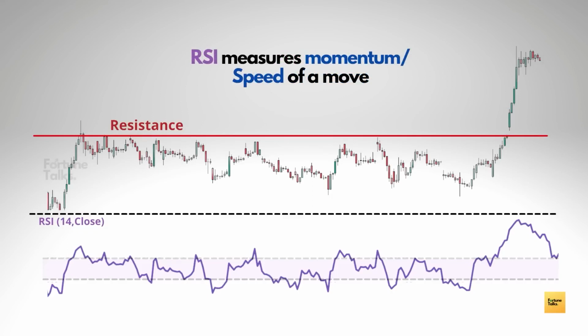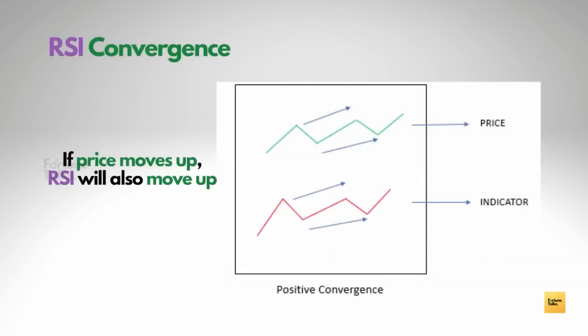Basically, RSI is a momentum indicator and it measures the speed of a move. So if the speed is increasing, the momentum will be building or increasing. In this particular scenario, I'm talking about RSI convergence. RSI convergence occurs when the RSI direction mirrors the price trend. For example, if the price of a security trends upwards, then the RSI will also trend upwards. This is what I mean by RSI convergence.